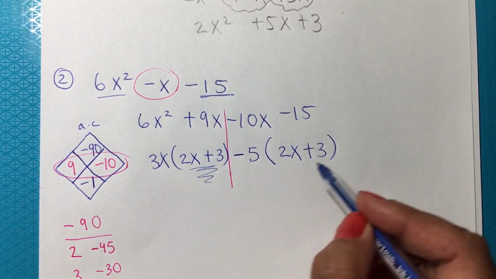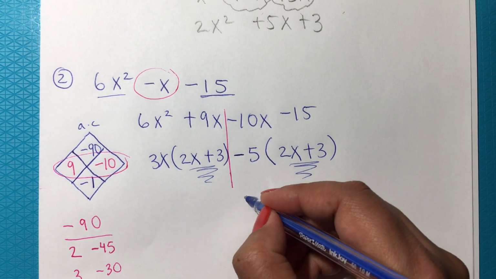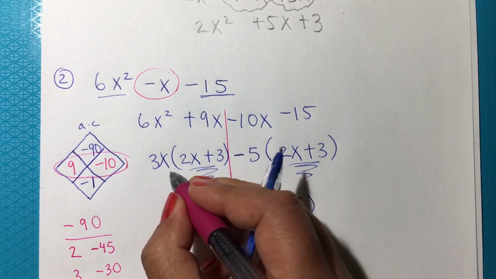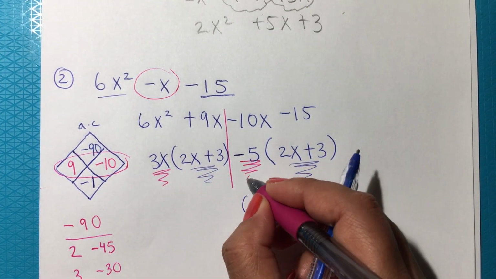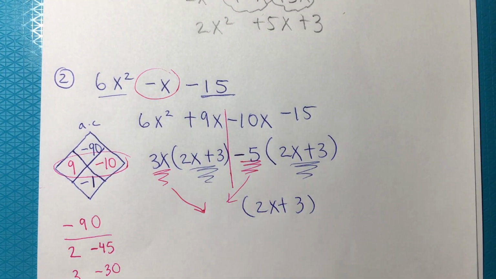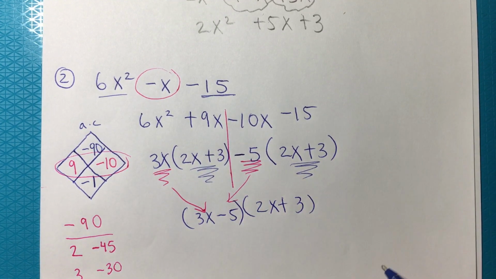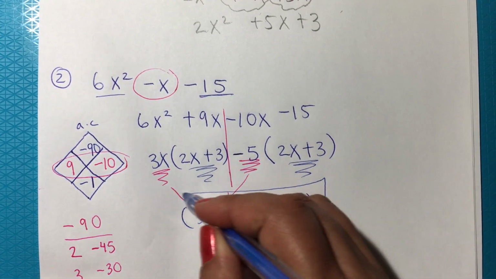We check that these are the same and write it only once, 2x plus 3. And the ones that are outside become the other factor. So 3x minus 5. That's all it's asking for.